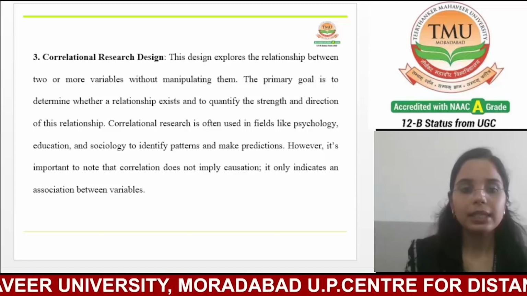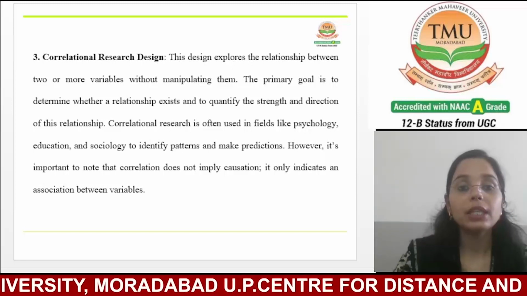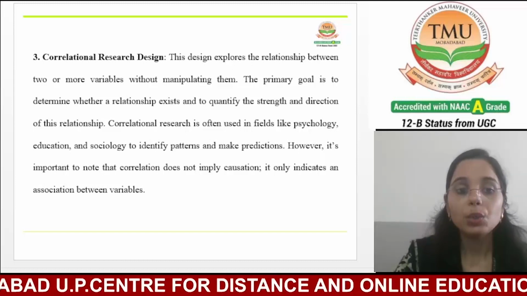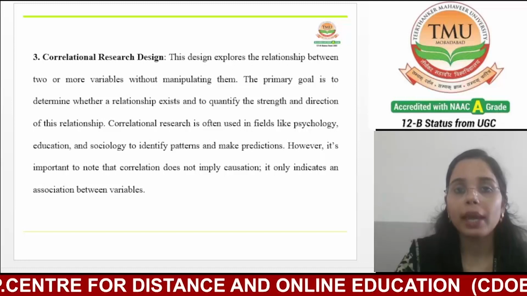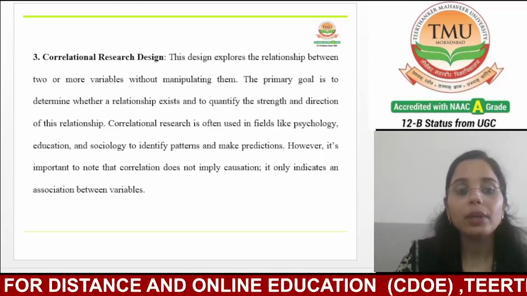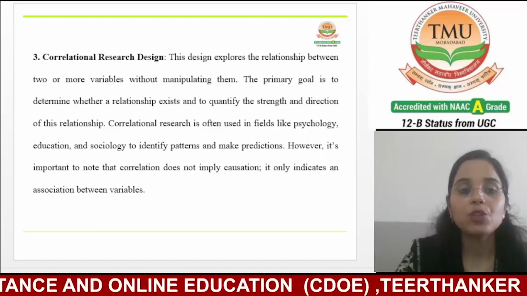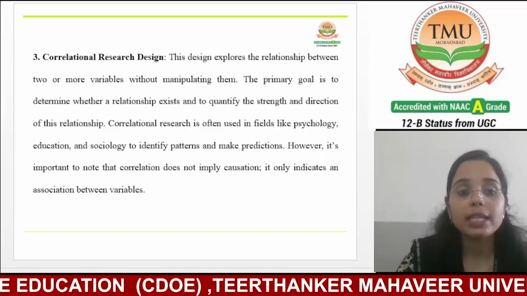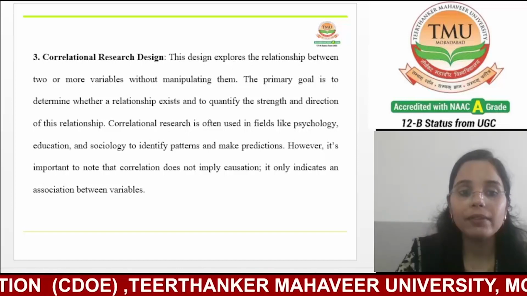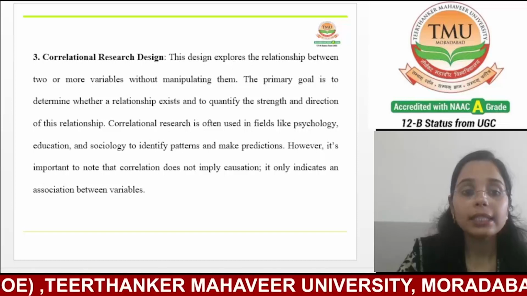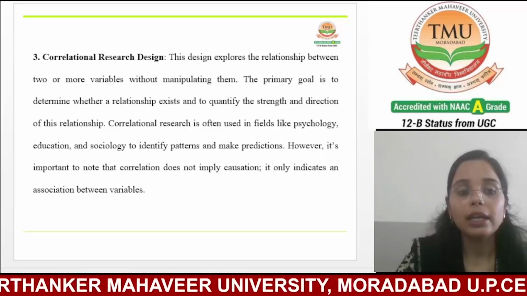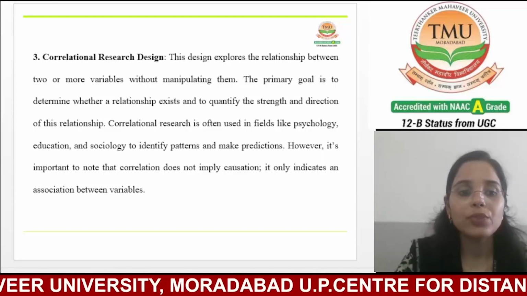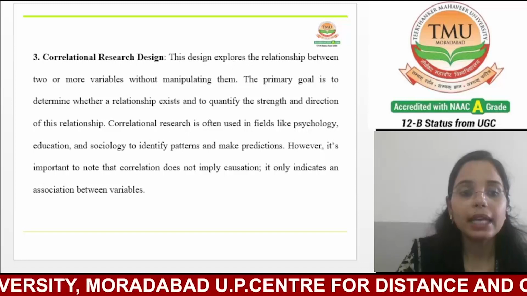Correlation research design is a type of research that explores the relationship between two or more variables to see if they tend to change together. It is like looking for patterns or connections between things. This design helps researchers to understand if there is a link between variables, but it doesn't necessarily mean one causes the other.